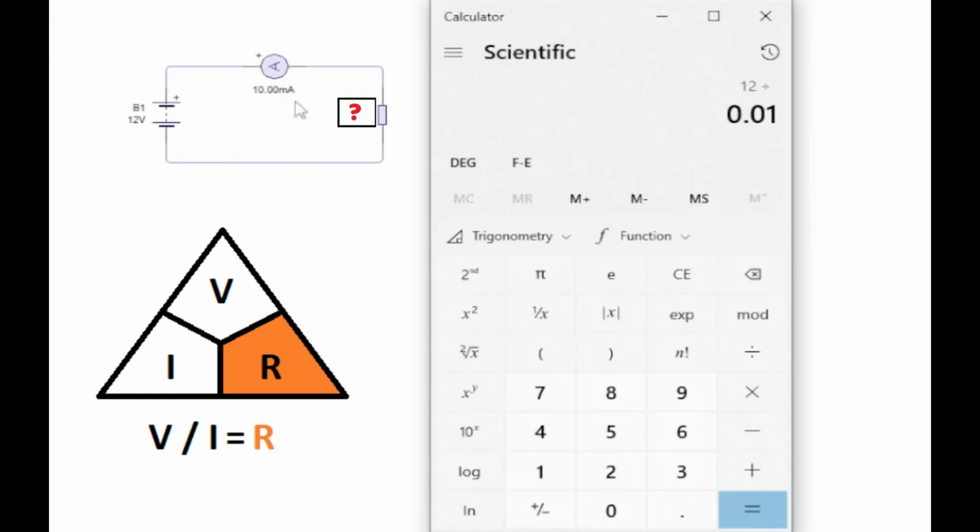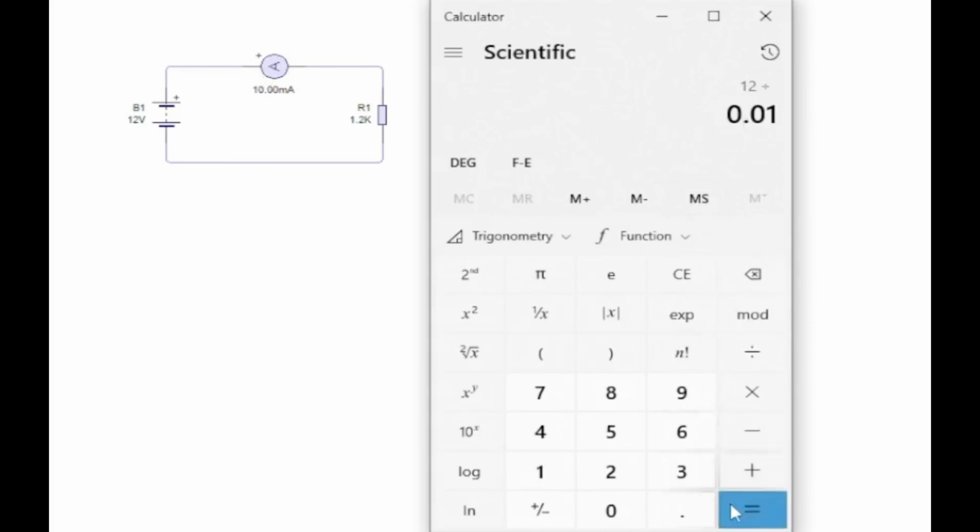and the voltage is not in millivolts, then we need a common factor here. Ohm's law only works in volts and amps and ohms. Okay, so we've got to convert the milliamps into amps. So 0.01 amps, and that gives us 1200 ohms. So the resistor value is 1200 ohms, or 1.2 kilo ohms. And as you recall, that matches up with the previous calculation.